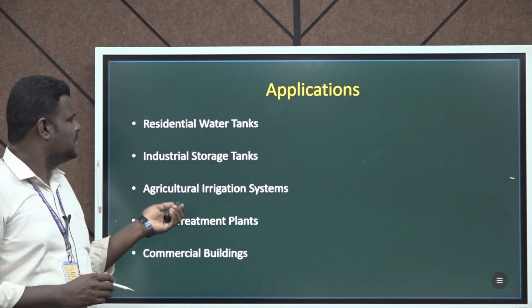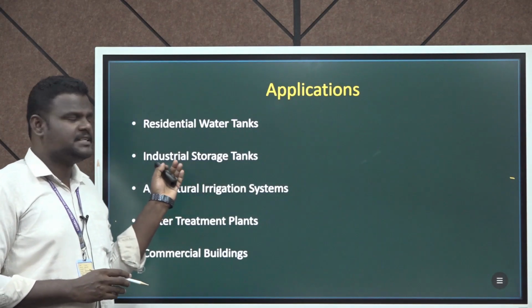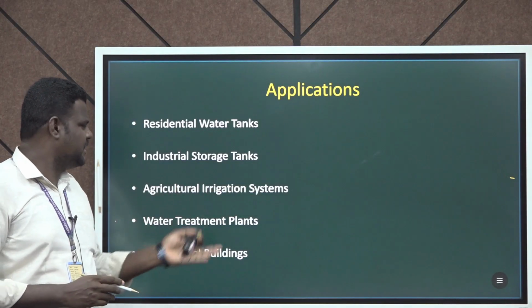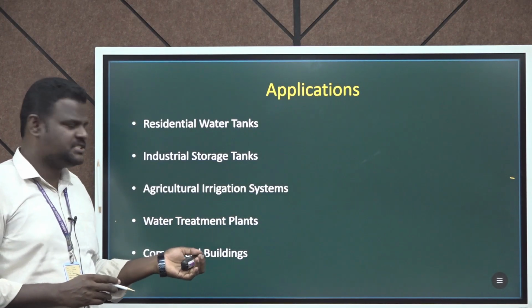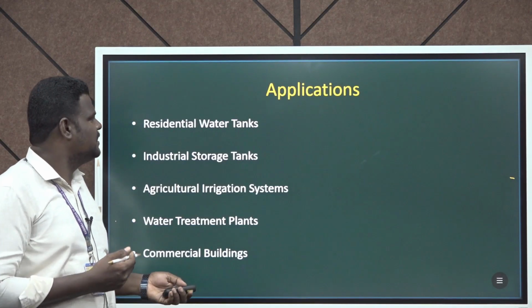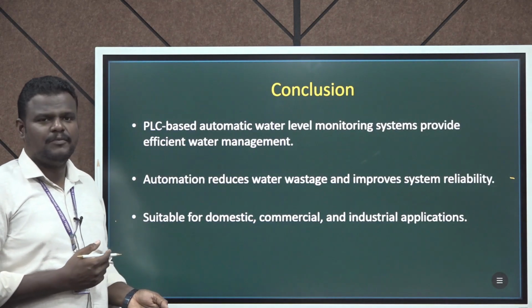Then the applications: it is very much used in residential water tanks, industrial storage tanks, agriculture irrigation systems, water treatment plants, sewage plants, and commercial buildings. Okay, these are some of the applications of the automatic water level monitoring system.